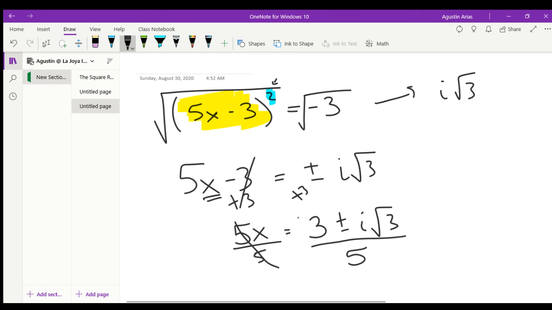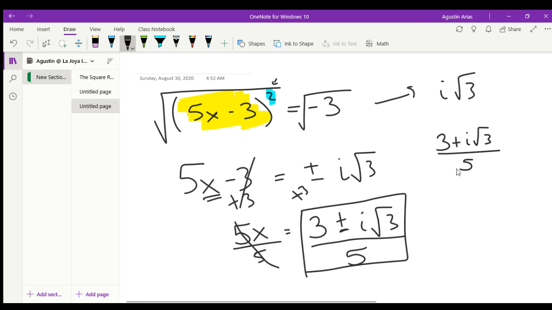And that would be my final answer. So what does this mean? This means two things, right? Two answers. The first one is 3 plus i times the square root of 3, divided by 5. That's the first one. And the second was the minus: 3 minus i square root of 3, divided by 5. So those are my two answers.